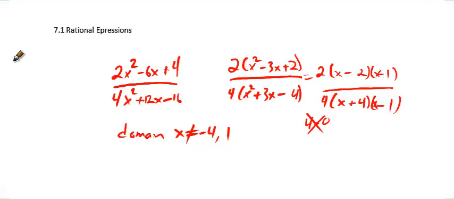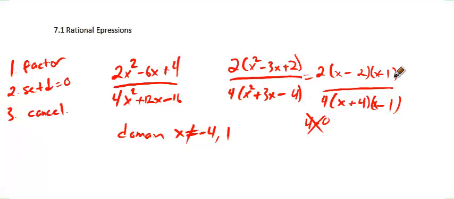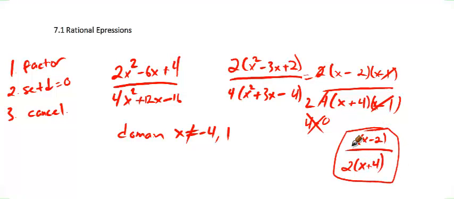So first was, again, factor. Two, set denominator equal to 0. And then 3 was cancel. Alright, well, the x minus 1's go away. And 2 and 4 can reduce down to a 2 on the bottom. And I can't really do anything else. So we end up with an x minus 2, and the parentheses out front are not necessary, over 2 times x plus 4. And that's my simplified version.